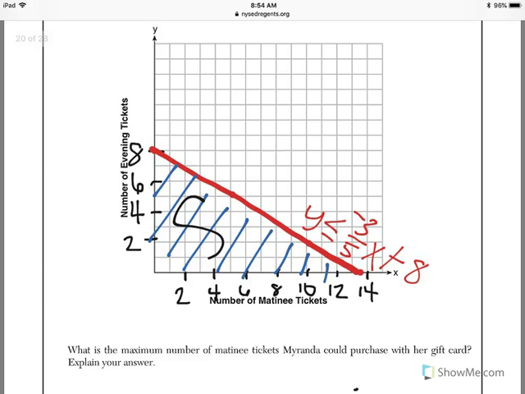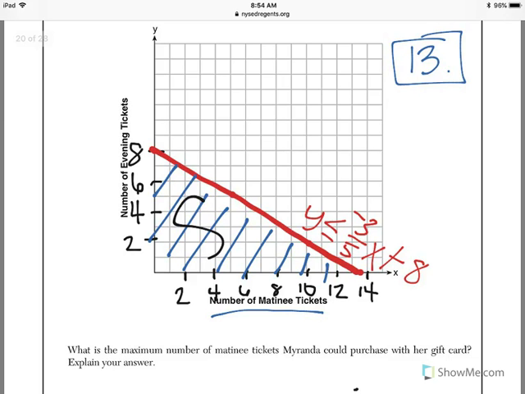So it says, what is the maximum number of matinee tickets? Now remember, matinee tickets are the X values. Miranda could purchase with her gift card. Explain your answer. Well, if we look at our graph and we look at how far our solution set goes in the X's, the farthest number that it goes, that's a whole number because we can't have part of a ticket, would be 13. So I am going to put my answer up here because I don't have room to put it down there, but we're going to say that 13 is the maximum number of matinee tickets, and our explanation we could do with a check.